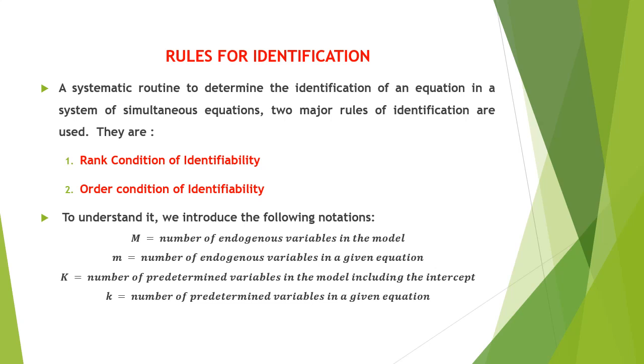The rank and order conditions of identification provide a systematic routine to determine the identification of an equation in a system of simultaneous equations. To understand it, we introduce the following notations. Capital M represents the number of endogenous variables in the model. Small m represents the number of endogenous variables in a given equation. Capital K represents the number of predetermined variables in the model, including the intercept term. Small k represents the number of predetermined variables in a given equation.